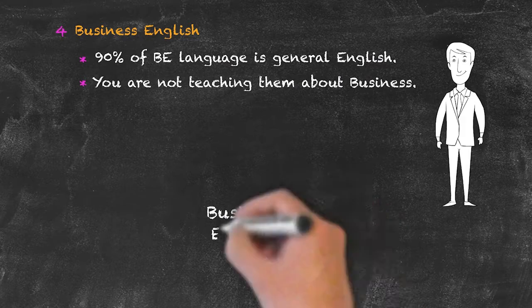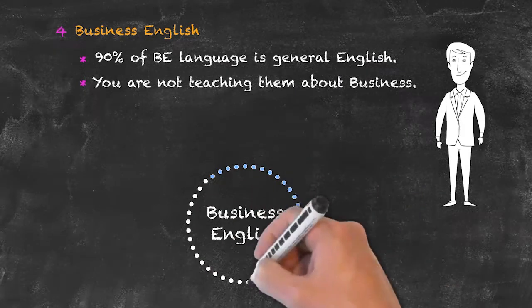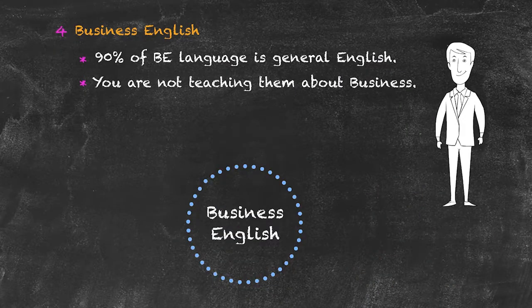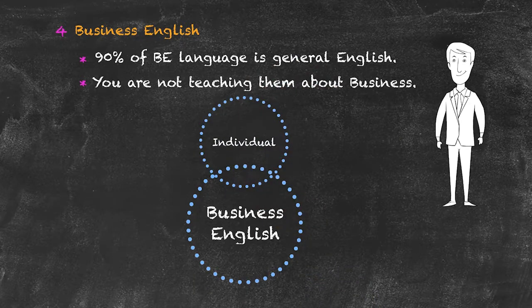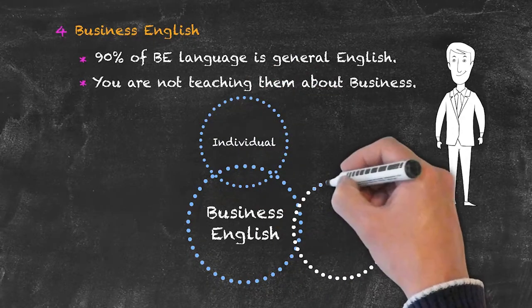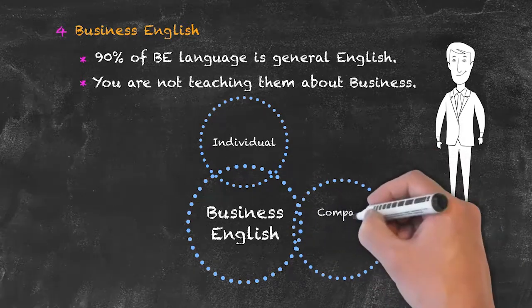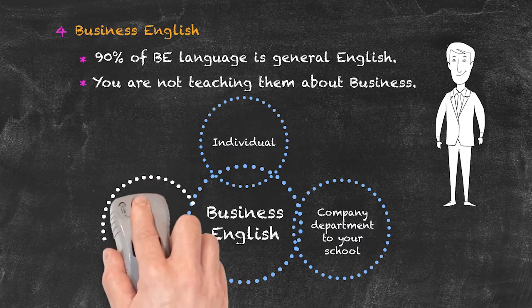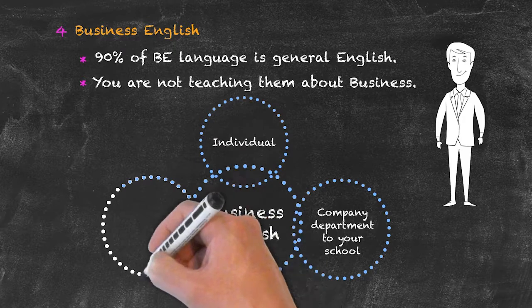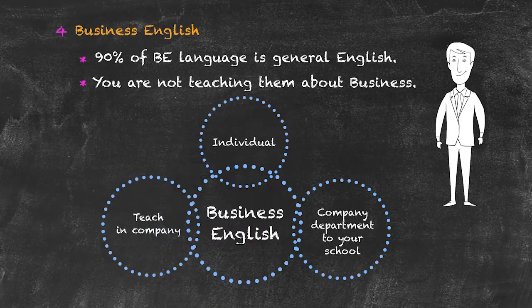Within the business English setting, there are often different types of ways in which they can be taught. So as with general English, within business English we can also have the individual learner or the one-to-one. Another type of situation that you may get is where within a company the whole department within a company will come to your school. Or the final type of situation that you may get is that you will be invited by the company to teach in the company itself.